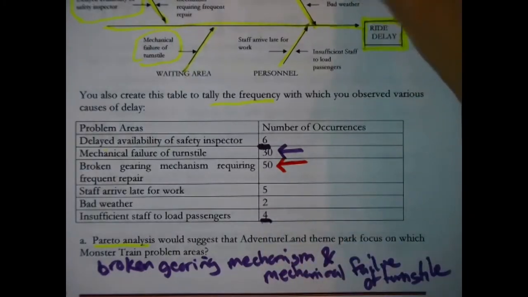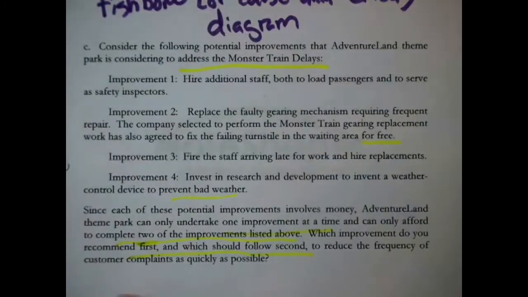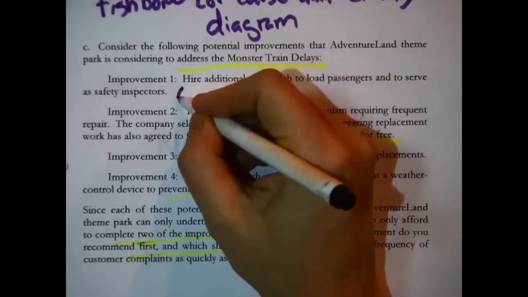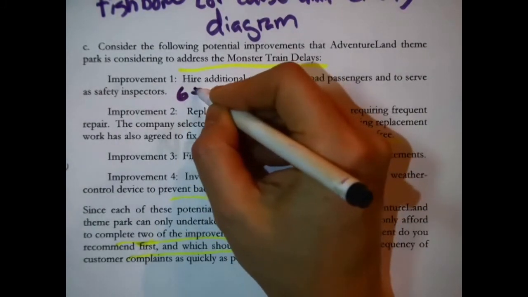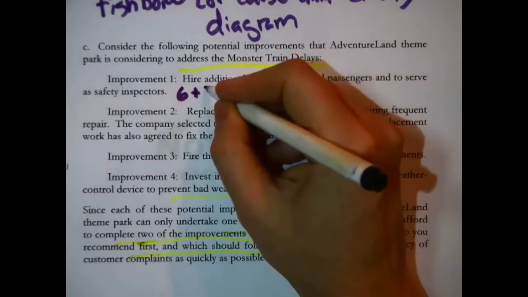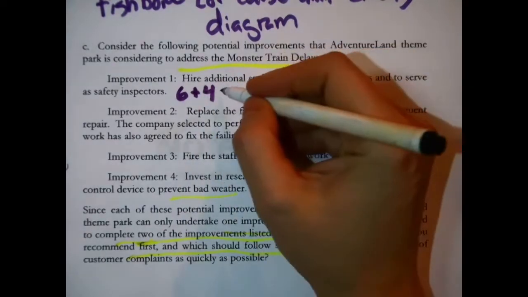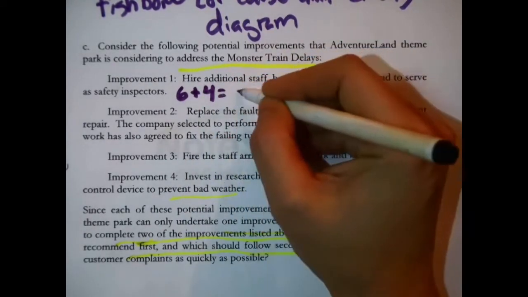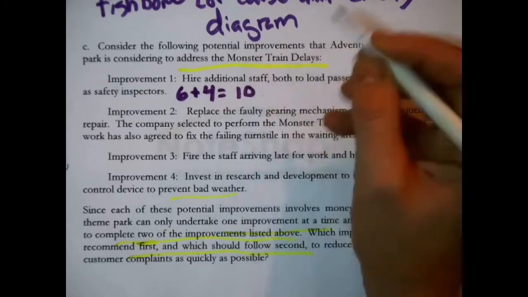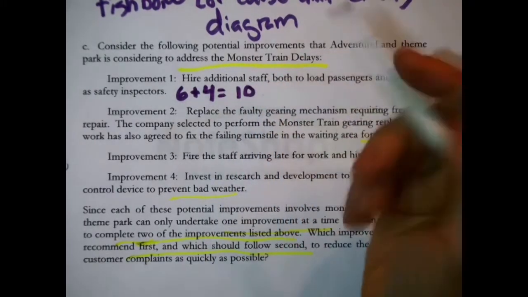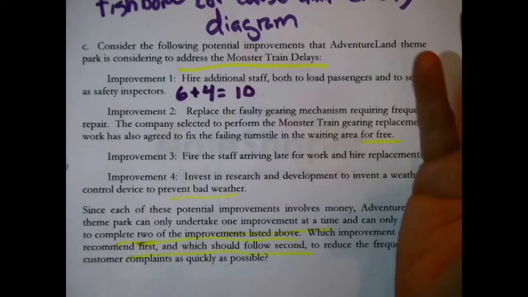So, as a way to prioritize, I'm just going to note that. 6 occurrences in the past from the delayed safety inspection, 4 in the past from insufficient staff to load passengers, means 10 occurrences in the past would have been addressed by this. Now, what am I supposed to do with that number 10? Compare it to the other numbers.